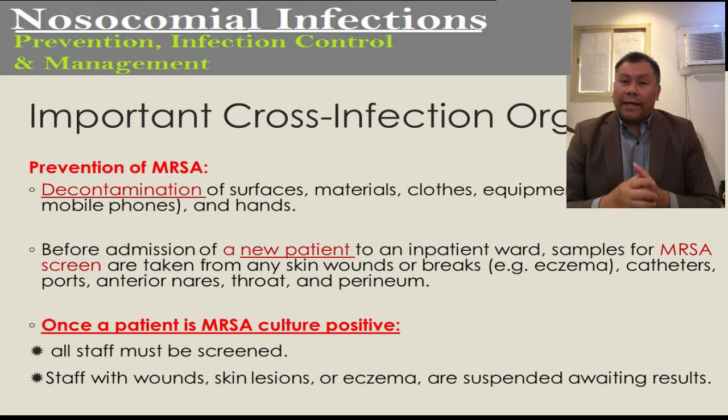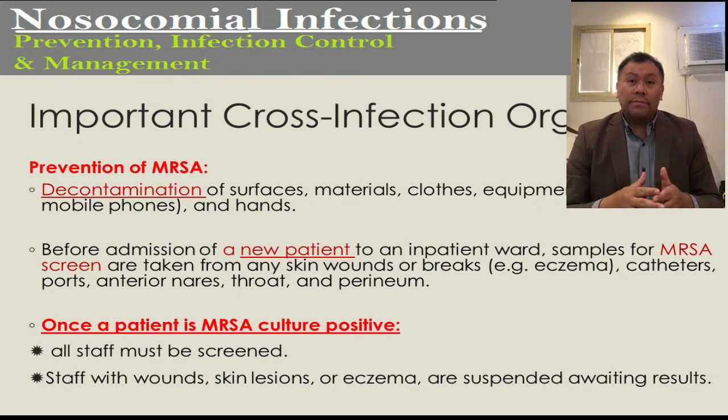So, we have the prevention. How to prevent this one? Decontamination of surfaces, materials, clothes, equipment, keyboards, mobile phones, and hands. Decontamination will be done. Before admission of a new patient to an inpatient ward, cultures will be taken from any skin wounds or breaks, the catheter parts, anterior nares, throat, and perineum.